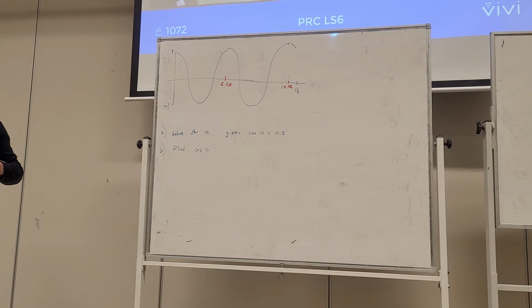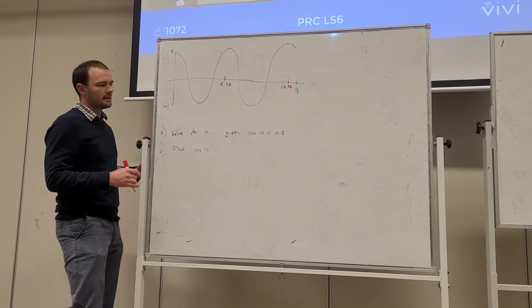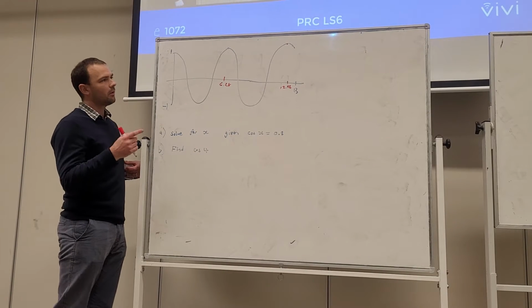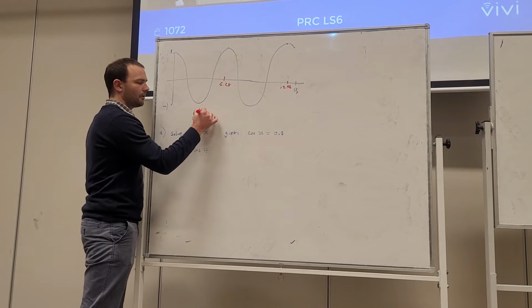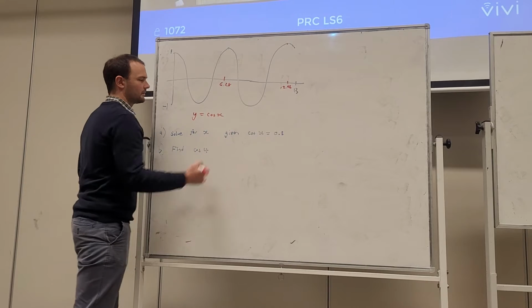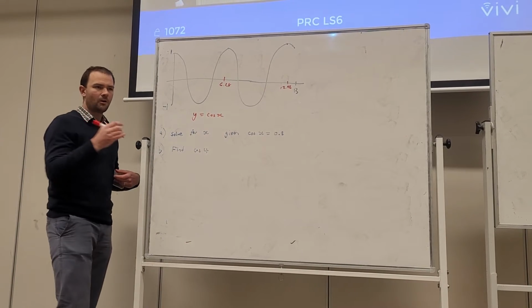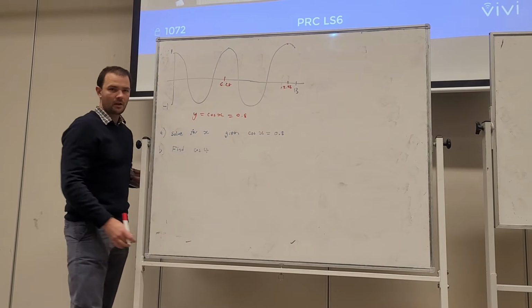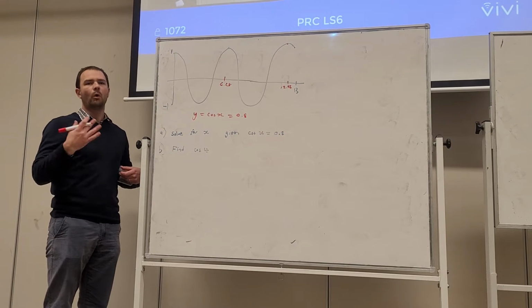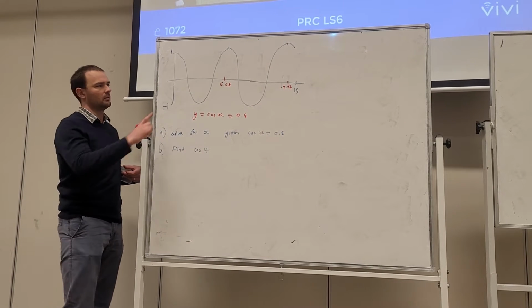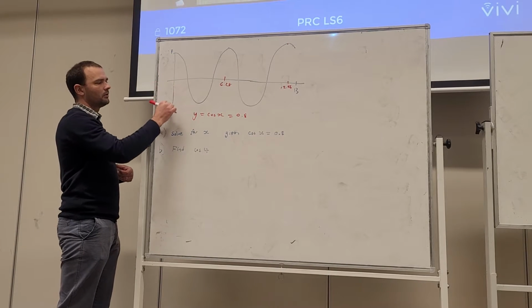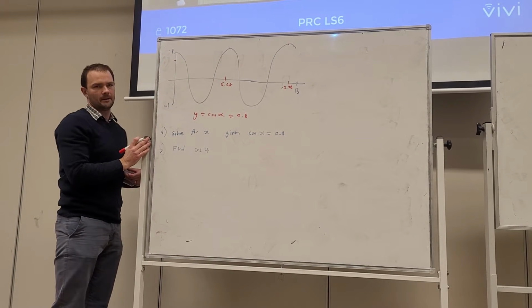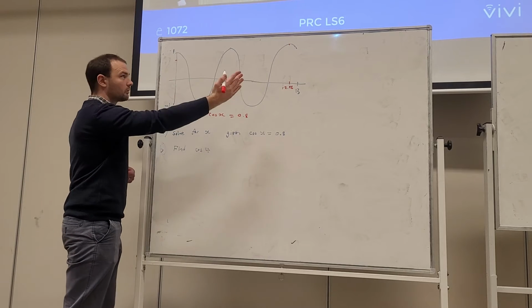Part A, solve for x given cos of x equals 0.8. So it's saying find these x values. What we have here is the graph of y equals cos of x, and we're saying solve for x given this equals 0.8. So what we're going to do is ask, when is y 0.8? We're looking at the graph. So 0.8 is about here somewhere, isn't it? And you're going to look the whole way along the graph.